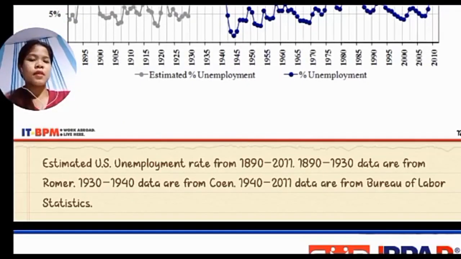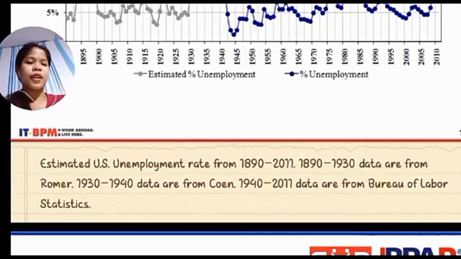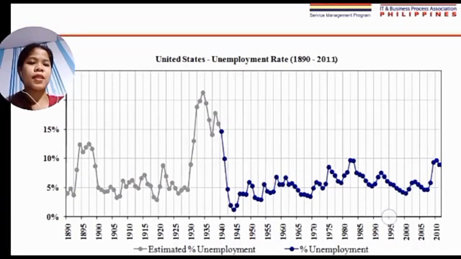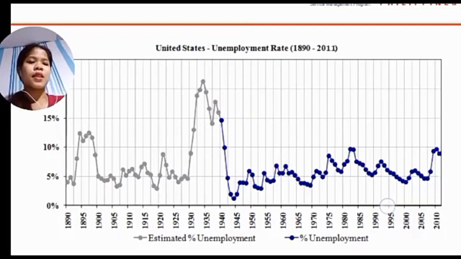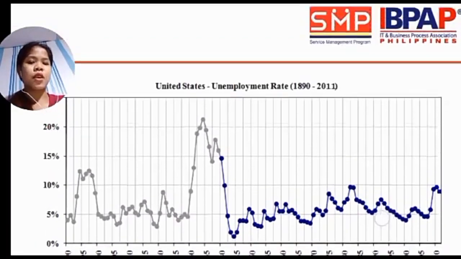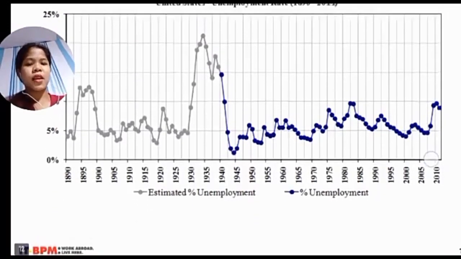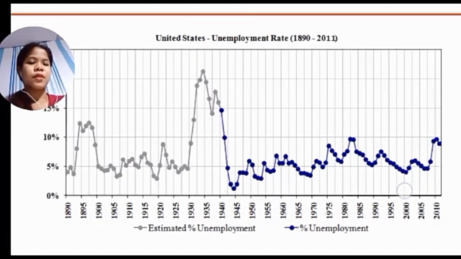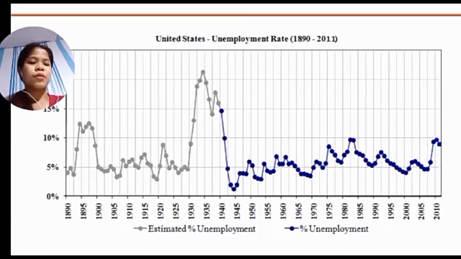Next, estimated U.S. unemployment rate from 1890 to 2011. From 1890 to 1930, data are from Romer. From 1930 to 1940, data are from Cohen. From 1940 to 2011, data are from the Bureau of Labor Statistics. And these are the differences of the United States unemployment rate from 1890 to 2011. We have here 0 to 25% and 1890 to 2010, the estimated percent of unemployment, and the dark blue is unemployment.